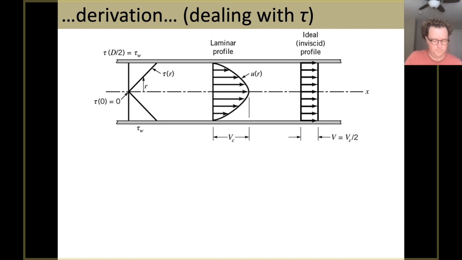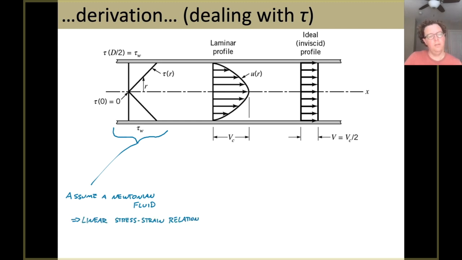All right, let's deal with shear stress next. On this slide, we're going to start where we were, and then we're going to deal with shear stress. As we've been doing through a lot of this class when we did the Bernoulli and energy equation, we're going to assume that this is a Newtonian fluid. And you will remember that one of the assumptions for a Newtonian fluid is that we have a linear relationship between stress and strain.